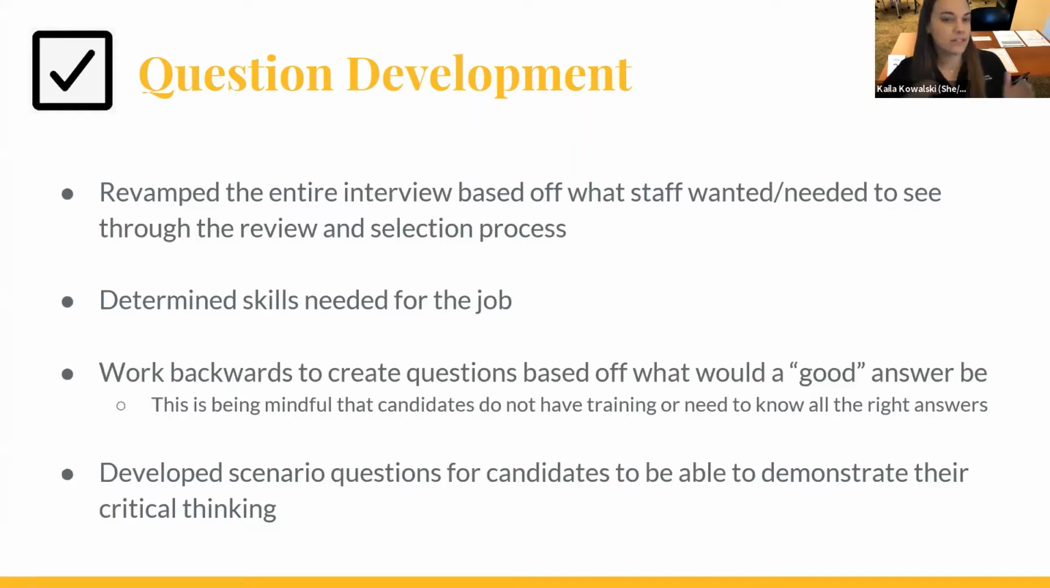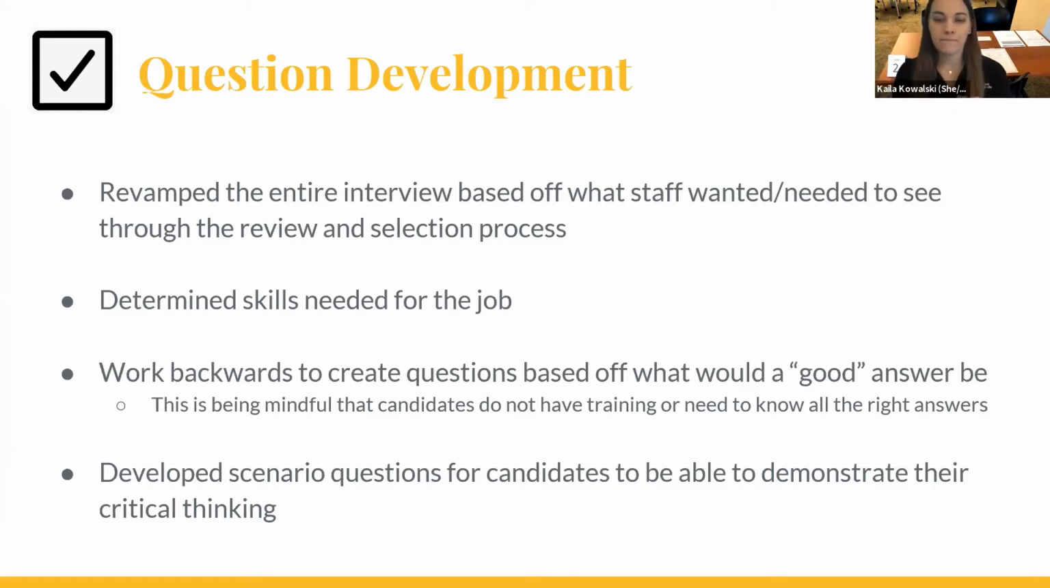So we revamped our entire interview process from scratch. The way we did that was we focused on the job description and worked with the end goal in mind. When we hire people, what do we want them to be able to do? What are the skills our resident assistants need? We're specifically talking about the resident assistant process here. What are the competencies they need to have in order for us to help train them to be ready to do the job? So we worked backwards to create questions based off what would be a good answer.